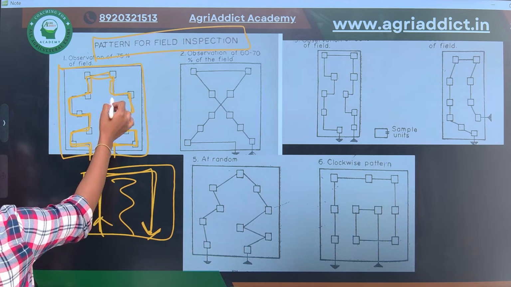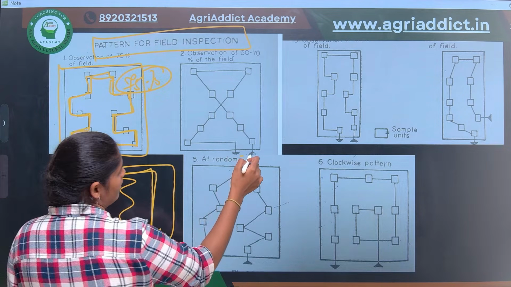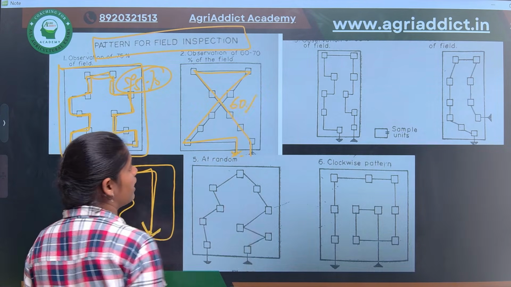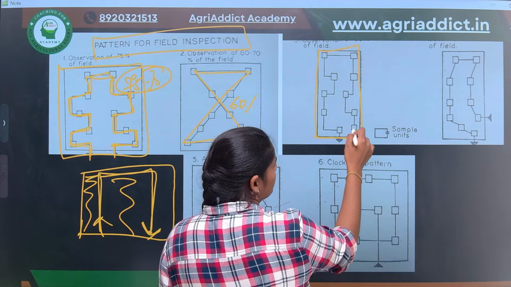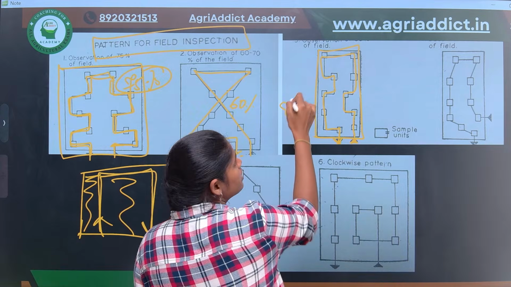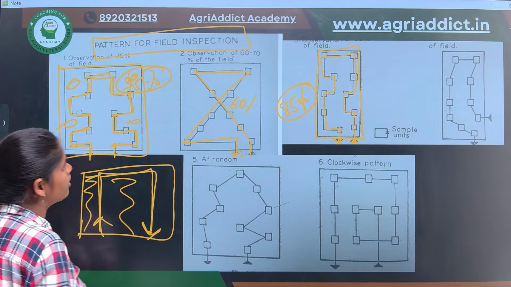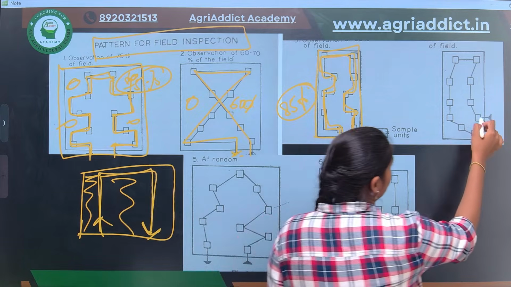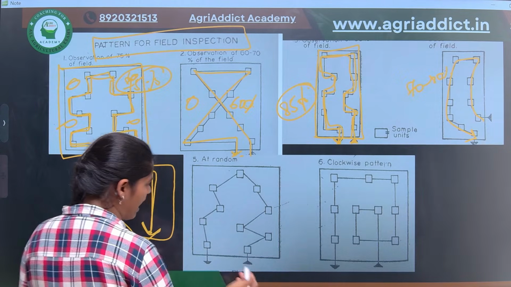In this case he can cover 75% of the area. If we go in a zigzag pattern here and come back, he can cover 60% of the area. If he enters from this side and walks this way, he can cover almost 85% of the area. Just see the difference: this part is not covered here, but here almost the whole field is covered. So this is the zigzag pattern. Here also he can cover almost 70 to 80%.